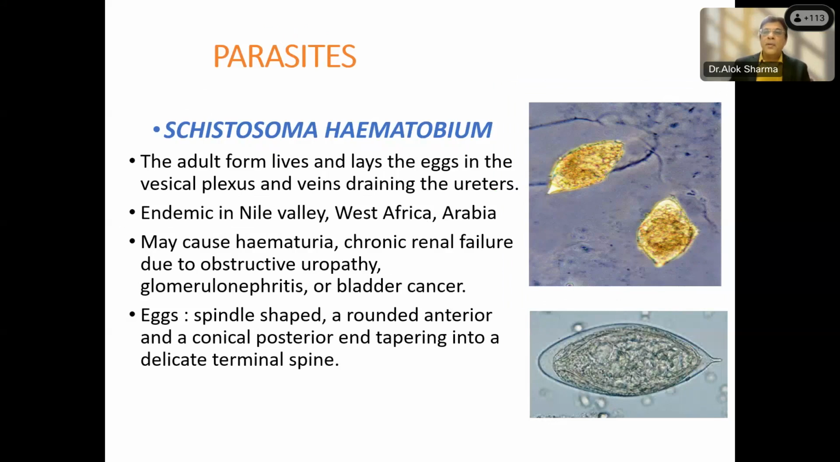Similarly, parasites. This is endemic. We don't see too much of it in this part of the world, but in the Middle East, it's a very common parasite, Schistosoma haematobium. They are identified by their typical appearance of a conical posterior end, which tapers into a delicate spine. You can see it in the lower part of the picture. This is a very specific appearance of Schistosoma haematobium in the urine.